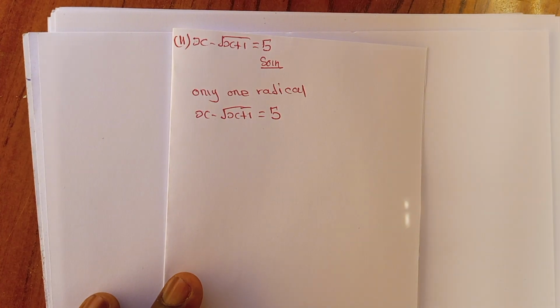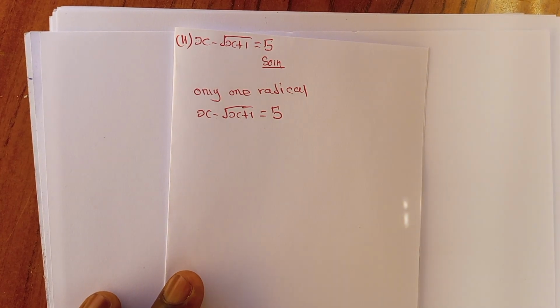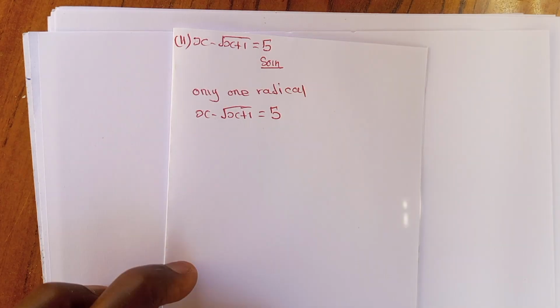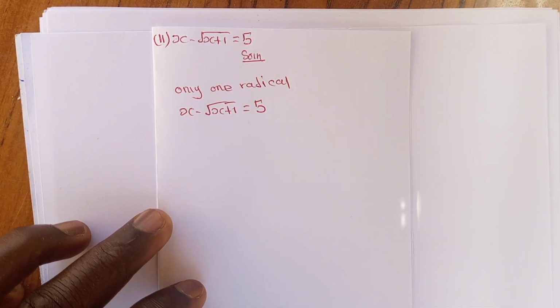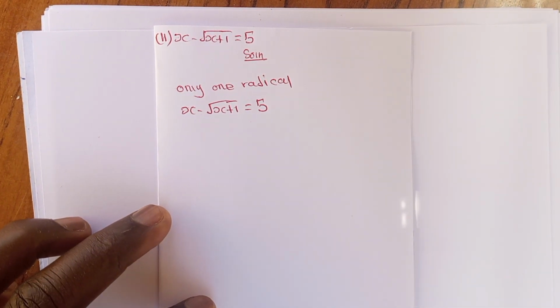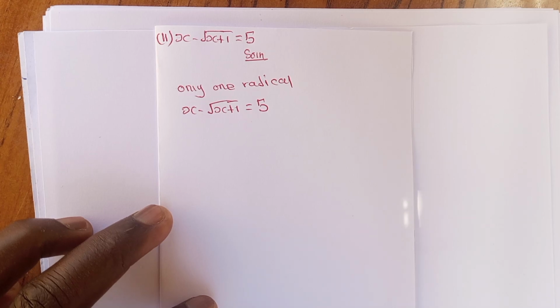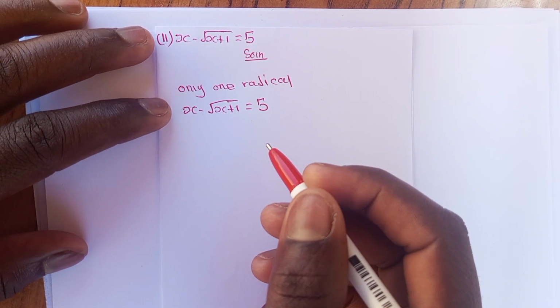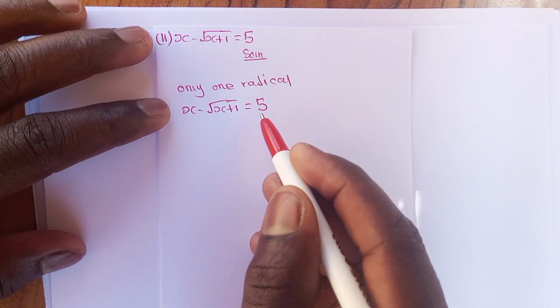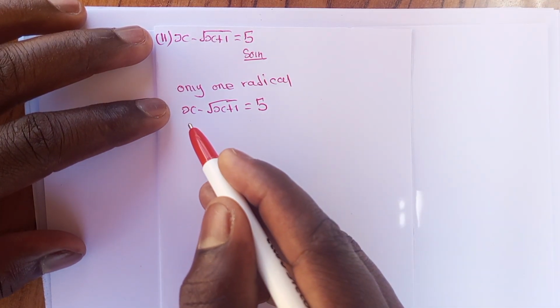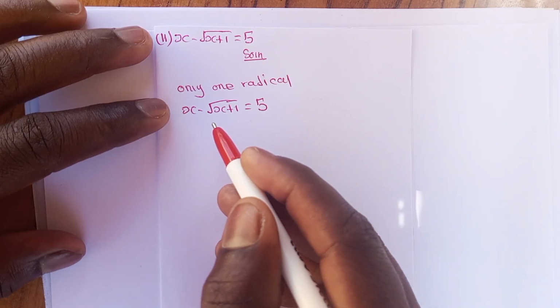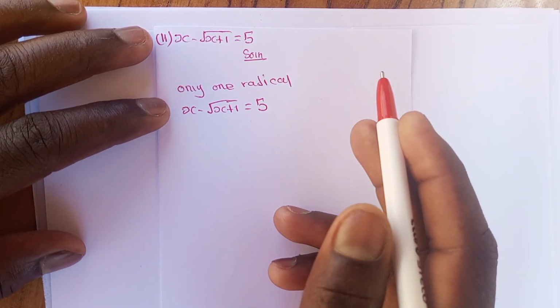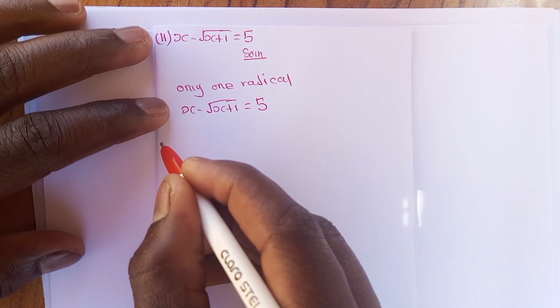Okay, now I'm going to show you how to solve this equation with one radical. So what we are going to do now, let us arrange it properly. How are we going to arrange it properly? Meaning this 5 will meet the x. Then this radical will move to the other side.